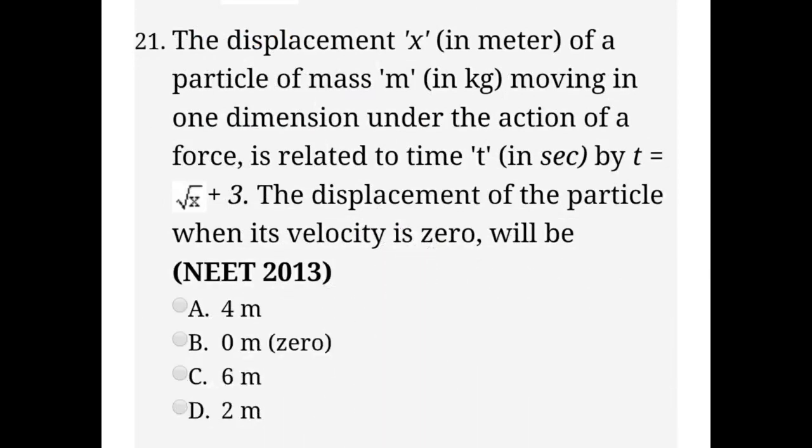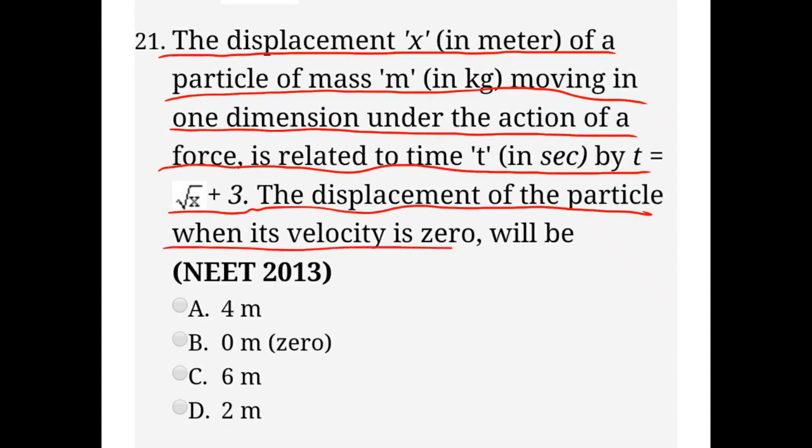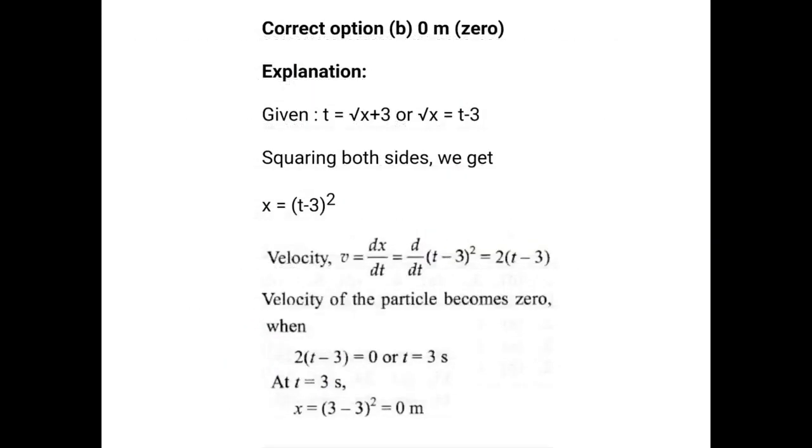Question number 21. The displacement x of a particle of mass m moving in one dimension under the action of a force is related to time t by t is equal to root of x plus 3. The displacement of the particle when its velocity is 0 will be option A 4 meter, option B 0 meter, option C 6 meter, option D 2 meter. The answer for question number 21 is 0 meter, option B.